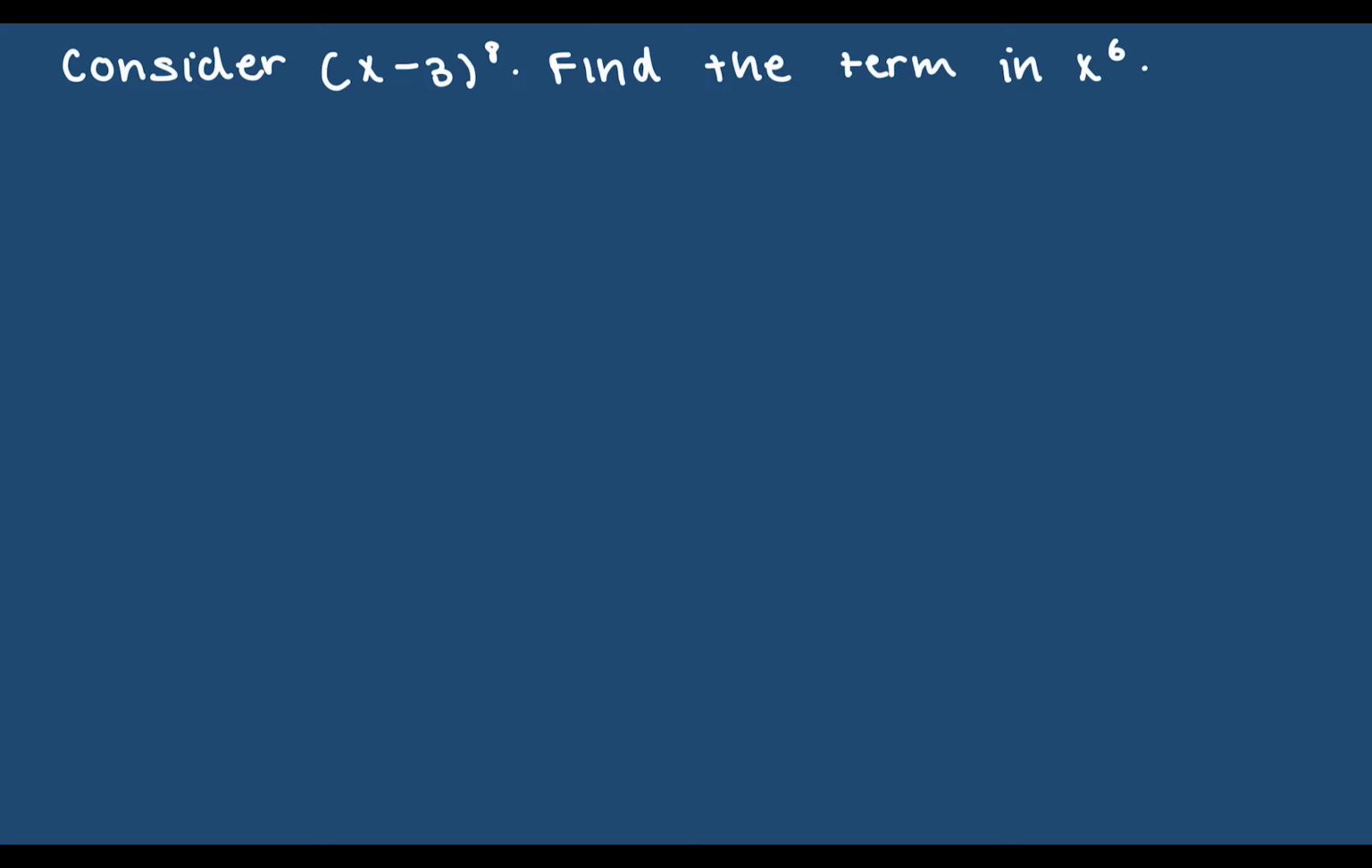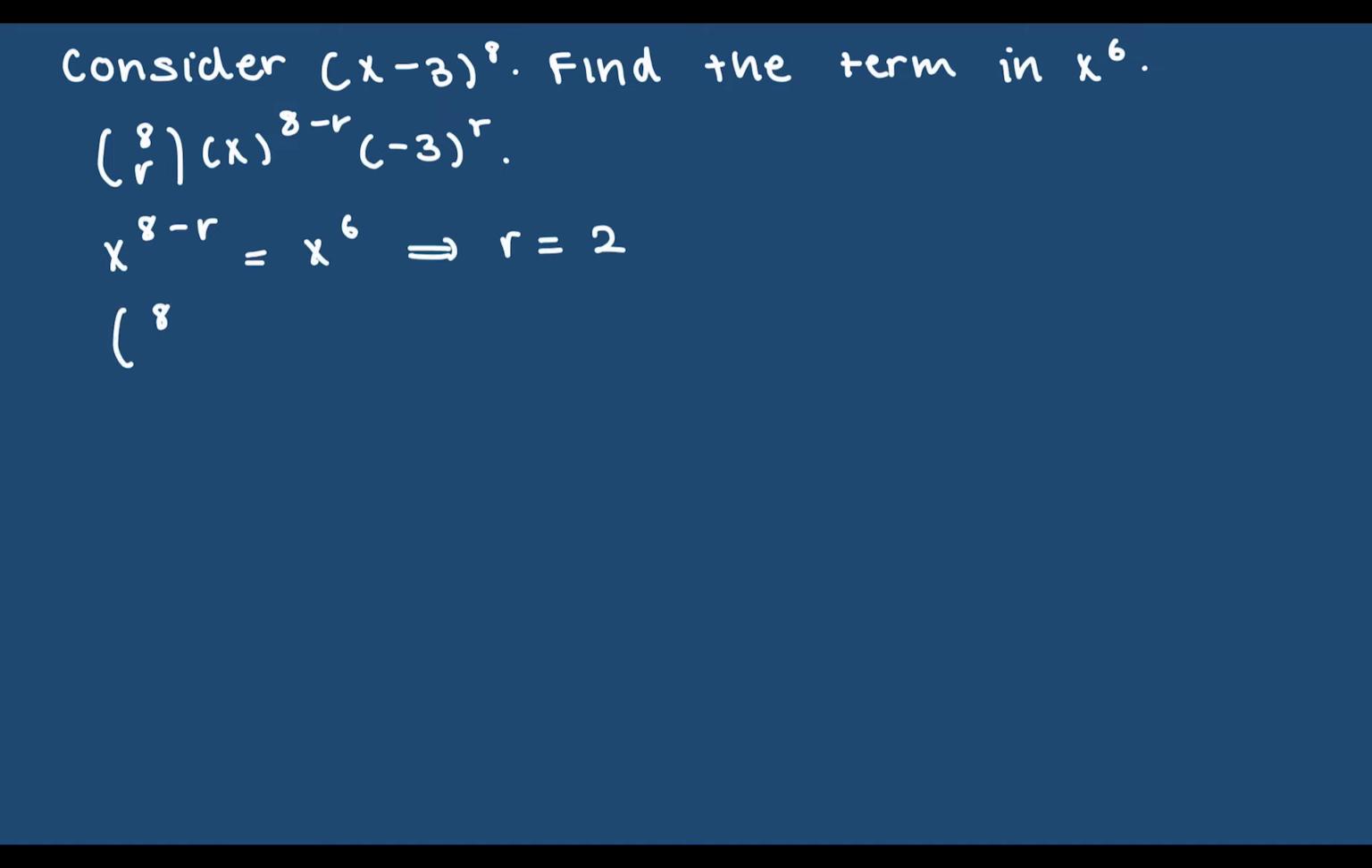As always, we go to the formula, okay? So it's 8 on r, and then x to the power of 8 minus r times minus 3 to the power of r. Since we know we want x to the power of 6, r has to be 2, right? So that 8 minus 2 is 6. Again, we could have flipped it, so we could have had x to the power of r, and then r could have been 6. It would not have mattered, okay? But we expand, so we get 8 on 2, which is 8 factorial over 6 factorial times 2 factorial times x to the power of 6 times 9.